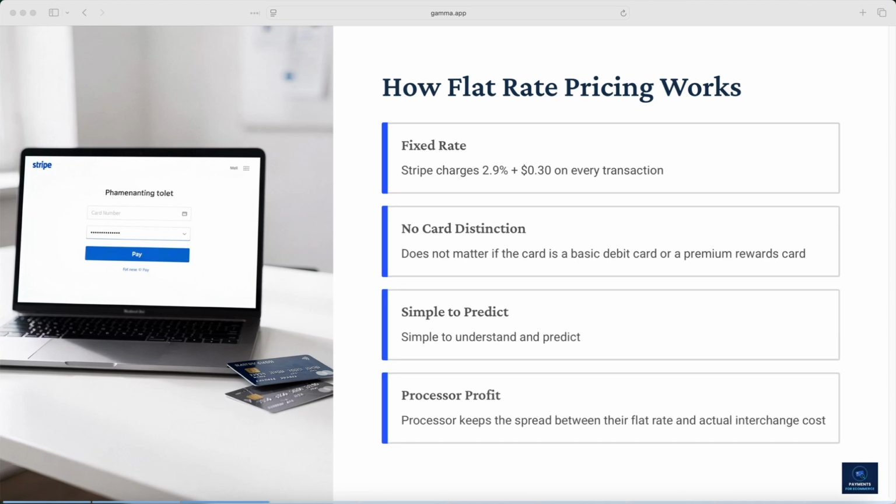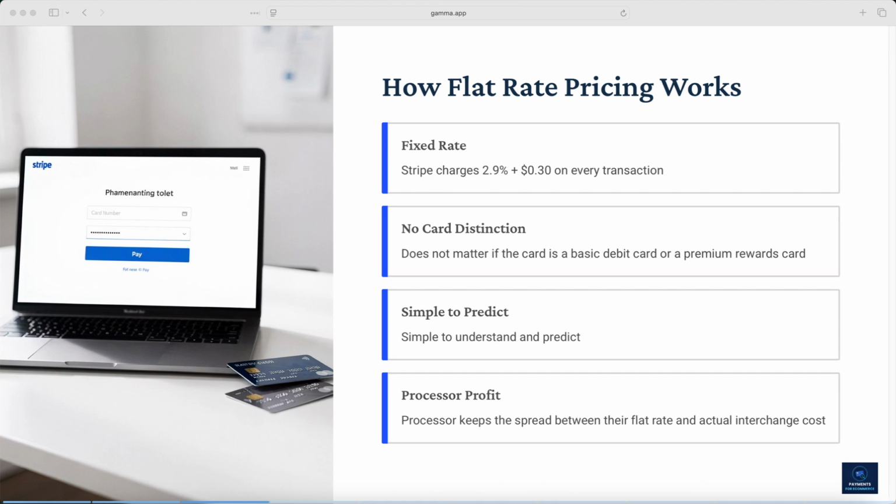So how does flat rate actually work? Stripe, which is the most popular processor in e-commerce, charges 2.9% plus 30 cents on every single transaction. It doesn't matter if your customer paid with a no-frills debit card or a premium airline rewards card. You pay the same rate either way. That simplicity is genuinely appealing, especially when you're early stage and you just want to get up and running.